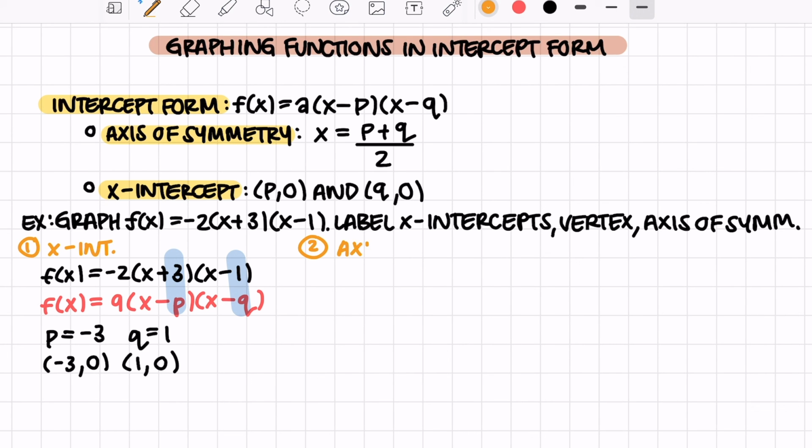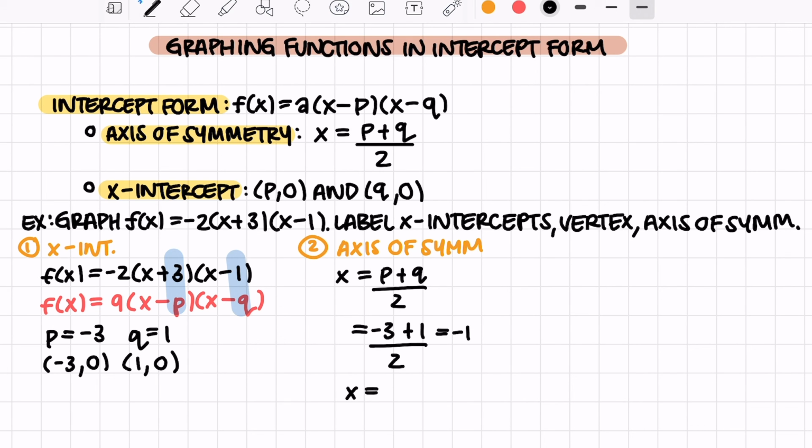Axis of symmetry is easy to find once you know what your x values are, because you just need to enter them into the (p plus q) over 2 formula. So right here, my p is equal to -3, my q is equal to +1. Divided by 2, we get our answer, -1. So our axis of symmetry is x equals -1. Cool. Once you're done doing that, all you need to do is plug it into the formula so that you can find out what your vertex is.